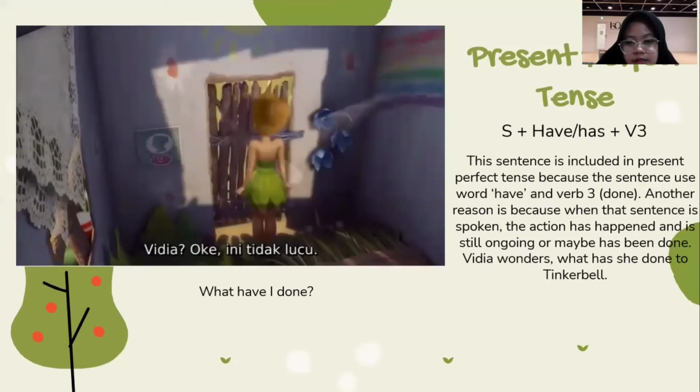Another reason is that when that sentence is spoken, the action has happened and is still going, or maybe has been done. Viewers wonder, what has she done, Tinkerbell?